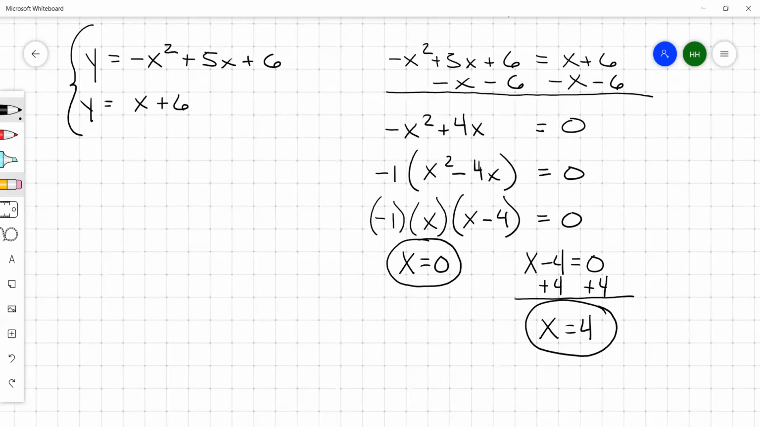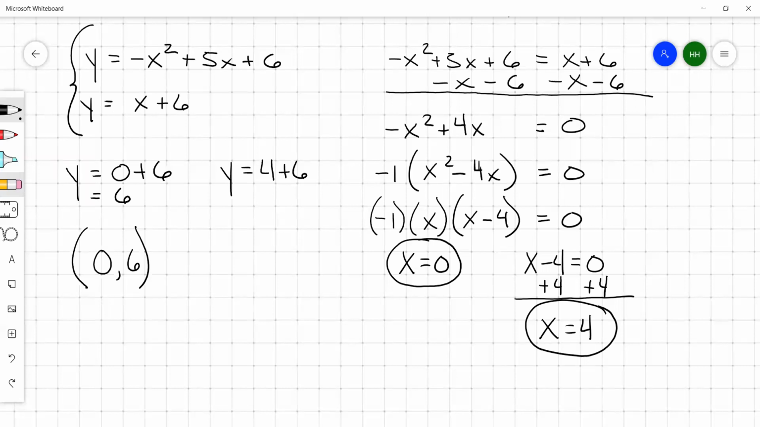And then you take those x values and you substitute them. So we go y equals 0 plus 6. So y is equal to 6. So our point is 0, 6. And then y is equal to 4 plus 6. So y is equal to 10 when we input the 4. So that point would be at 4, 10.